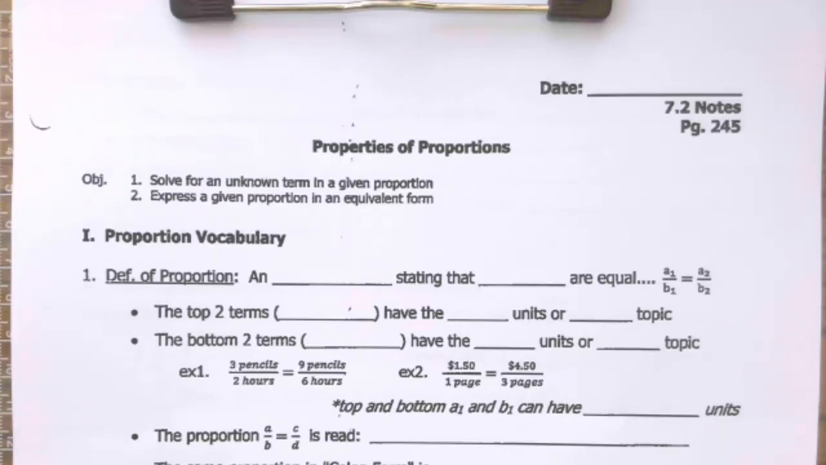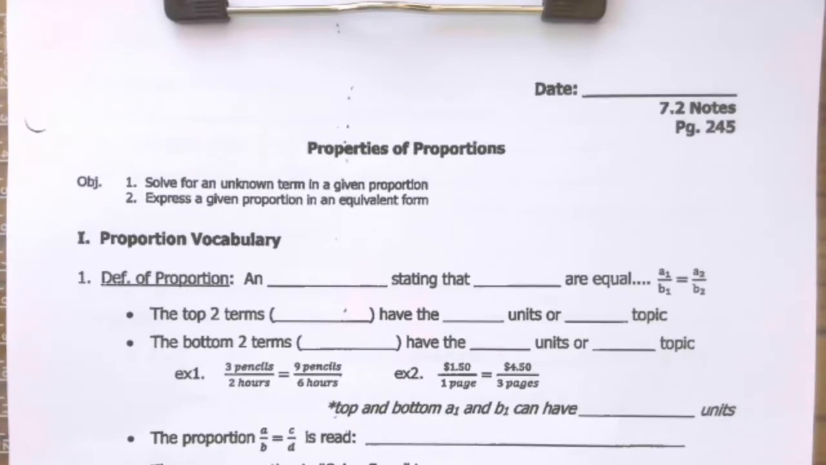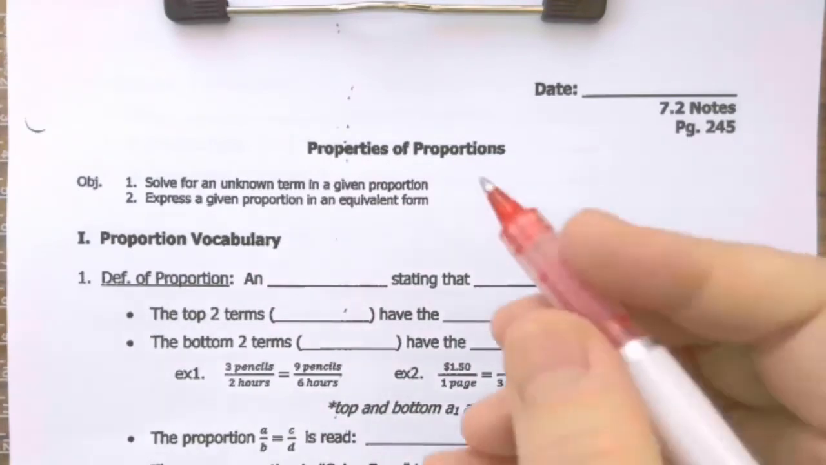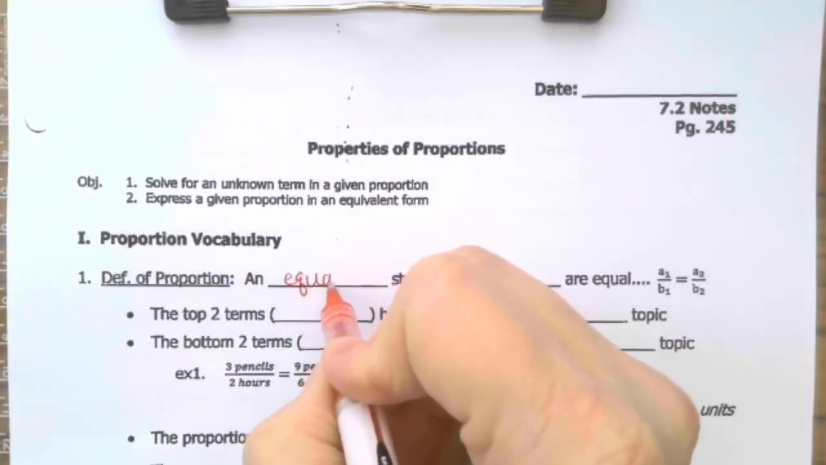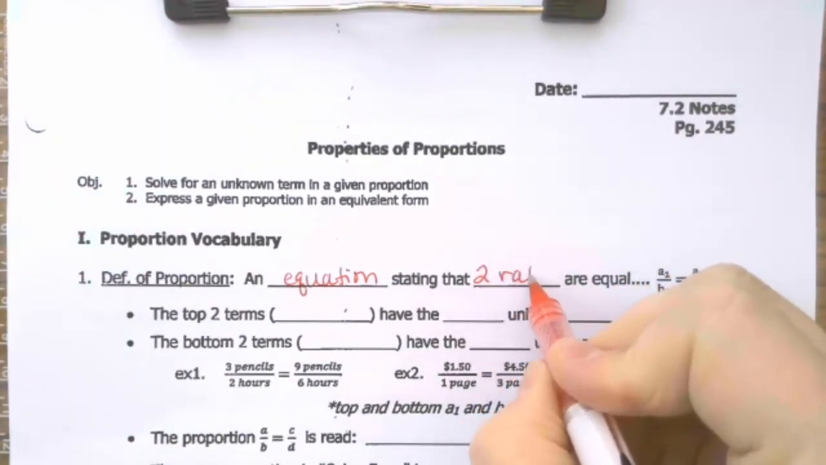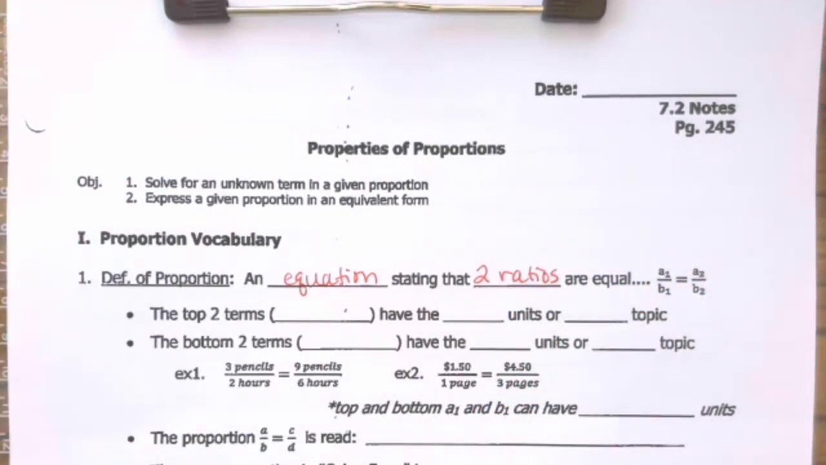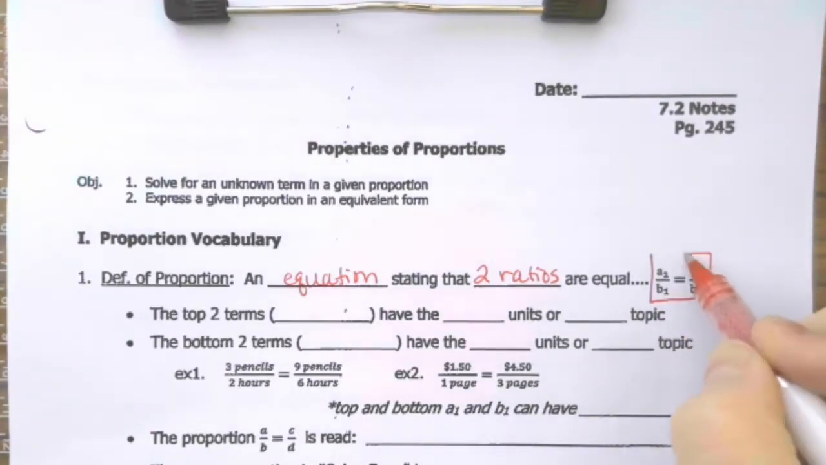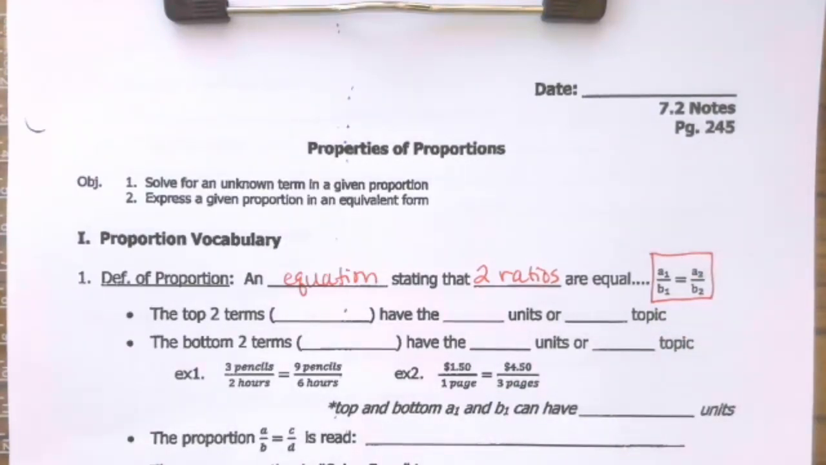Good afternoon. We are going to do the notes for 7.2, which are properties of proportions. All right, number one, definition of a proportion. Let's review that. It is an equation stating that two ratios are equal to each other. And this is sometimes the generic form of a proportion.